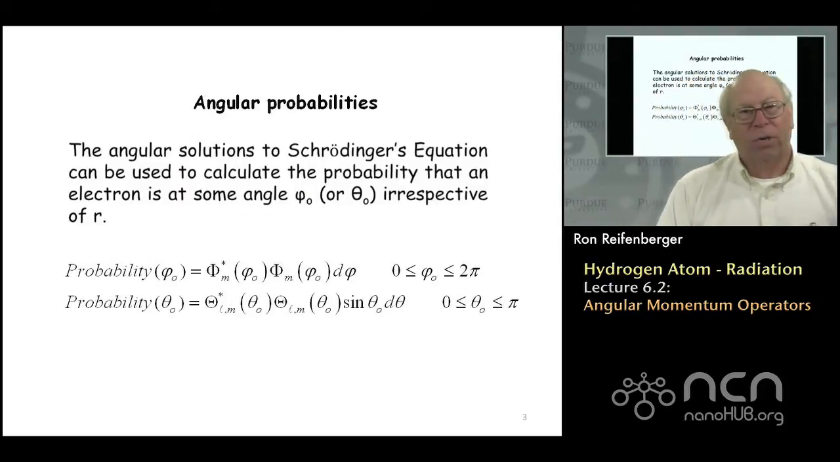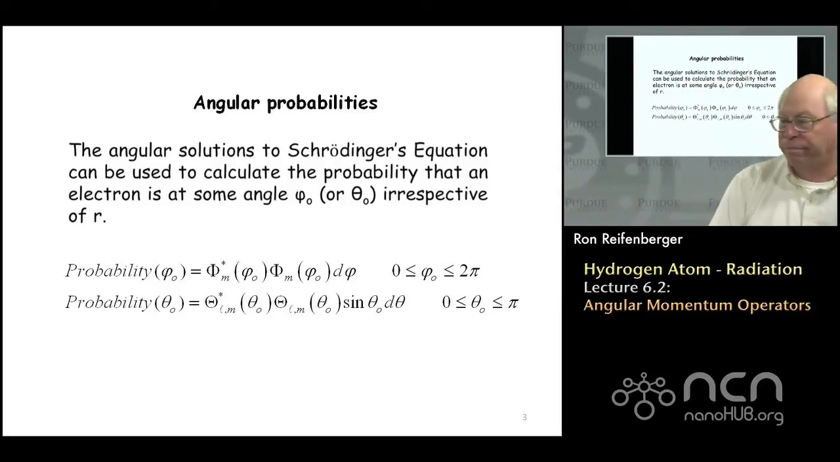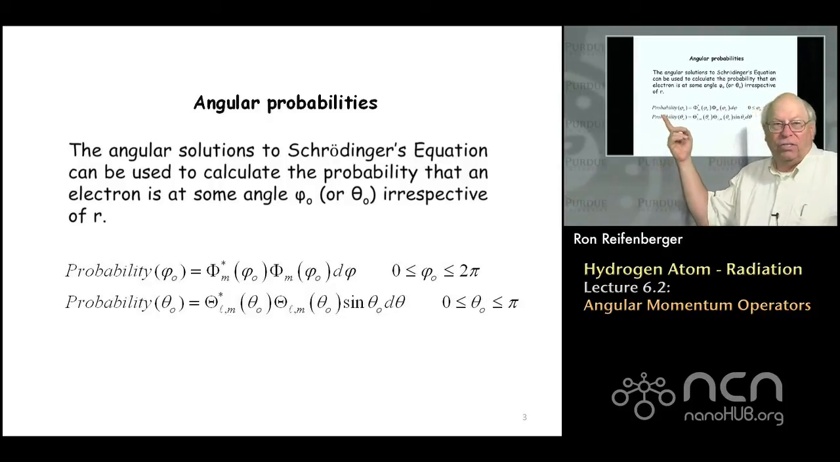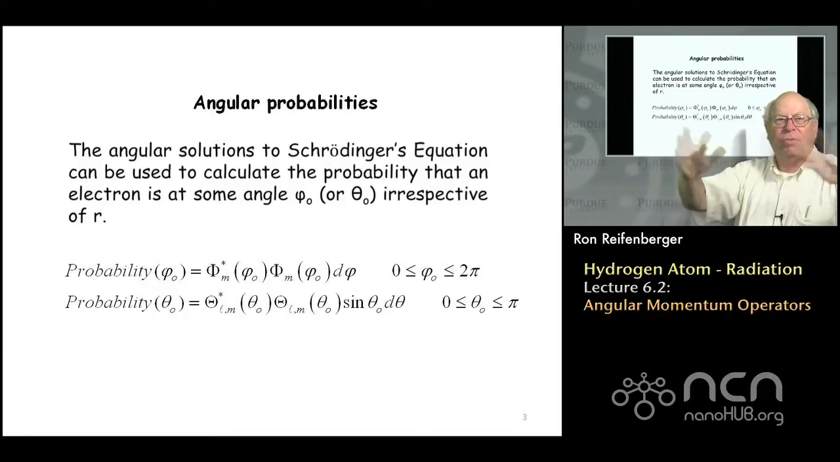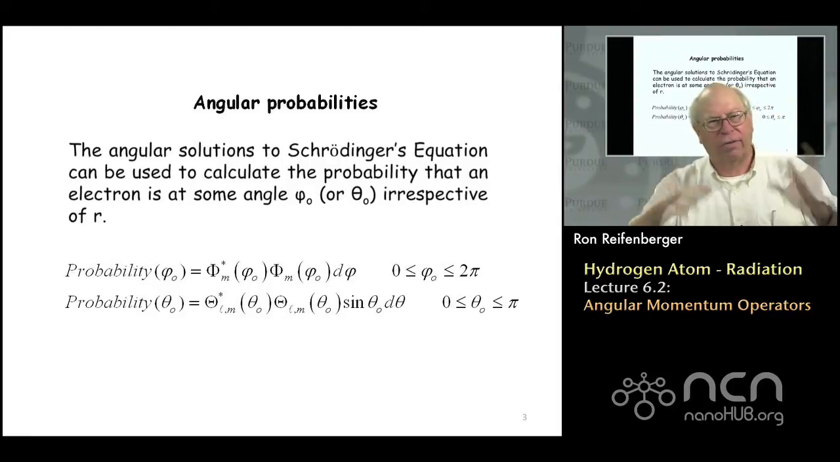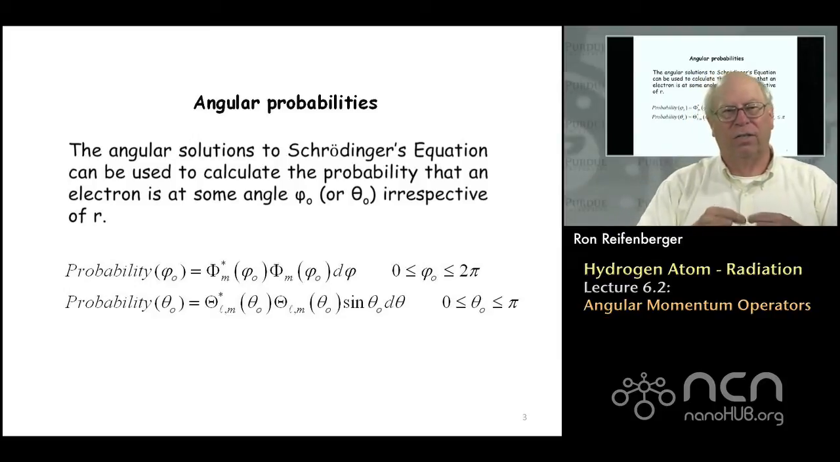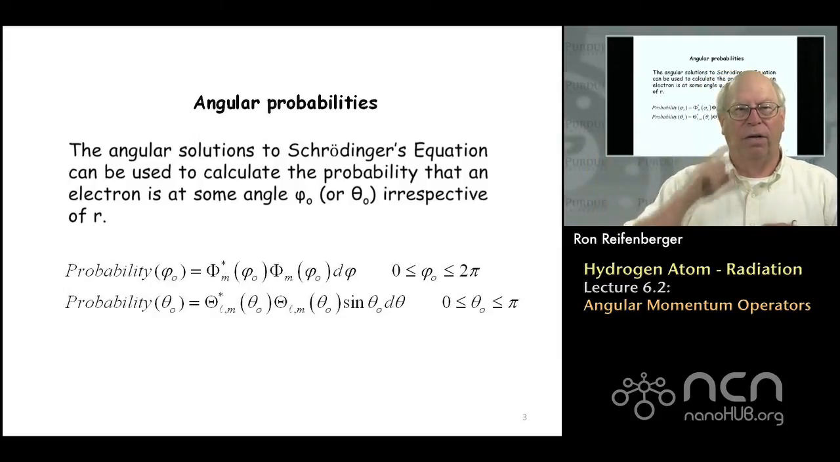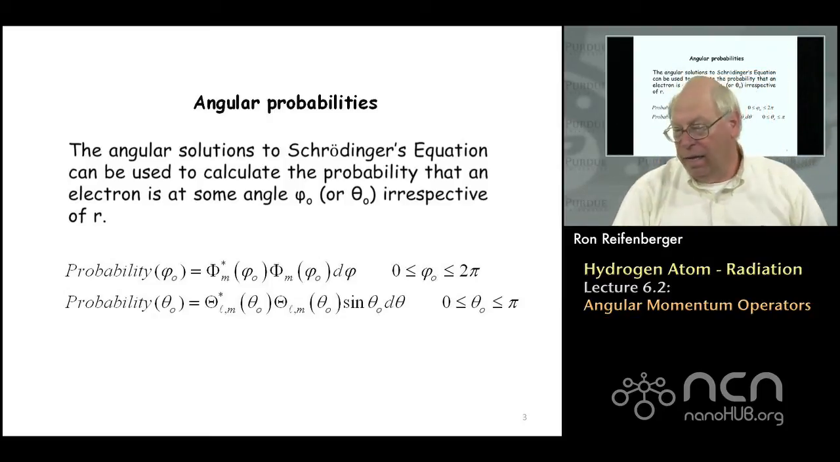Now what we'd like to do is the same thing for the angular solutions, and in particular, we'd like to ask questions like, what's the probability that you find the electron at some angular coordinate theta naught or phi naught, irrespective of r, right? So forget about the distance the electron is from the center of the hydrogen atom, but just tell me what the probability density is that the electron is at some angle theta, some angle phi.